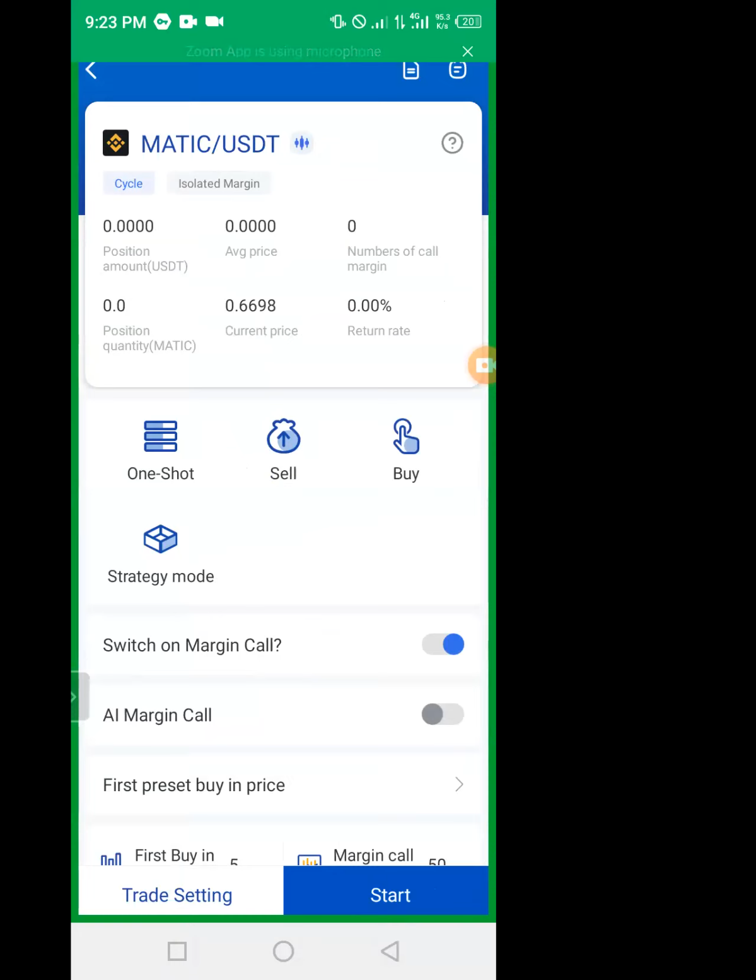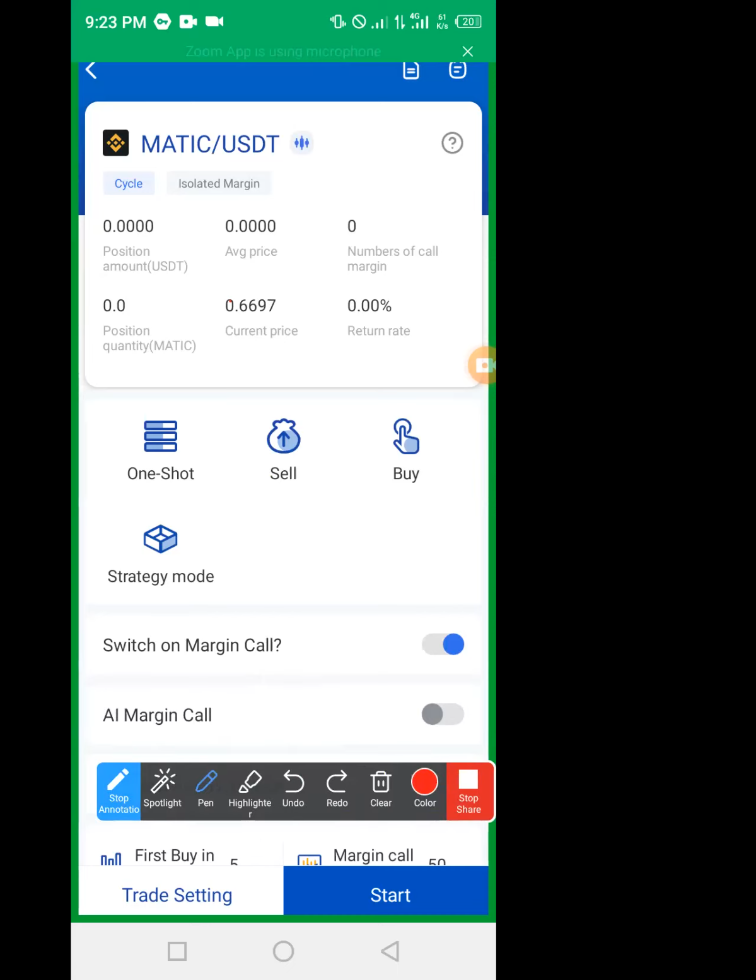Now, let's look at if you have opened a coin, what do these ones mean? You have opened a coin, and when you look at these things, we shall have number 1, number 2, number 3, 4, 5, and 6. What do those ones mean? Let's start with number 1. Number 1 is position amount.